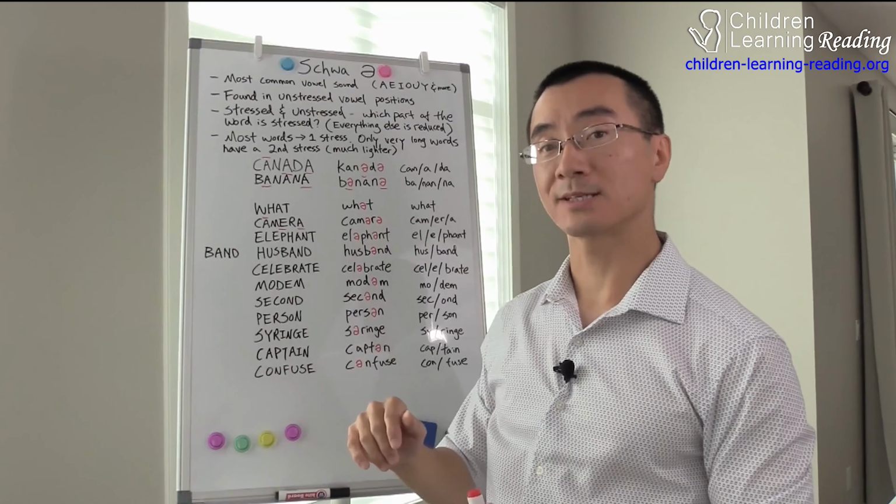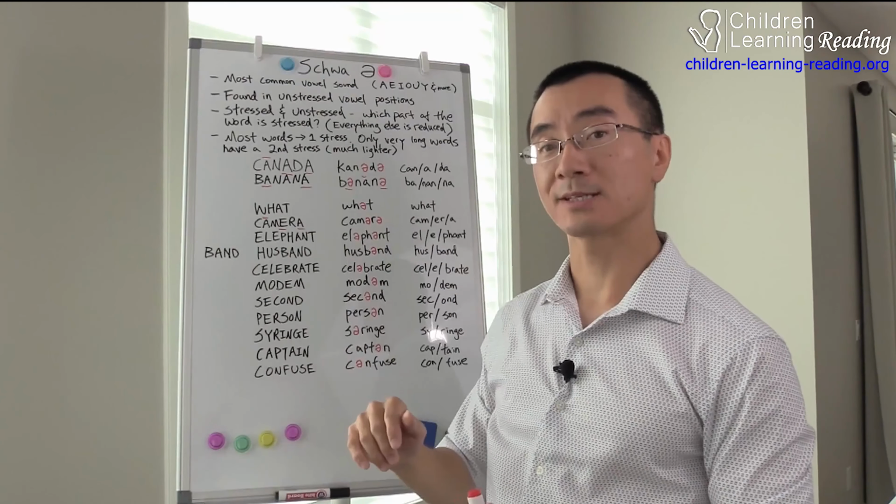So for this word, syringe, okay, this is where the letter Y is a schwa sound. So this is a reduced vowel, it's a schwa, and the I here is a stressed position. So we have syringe.